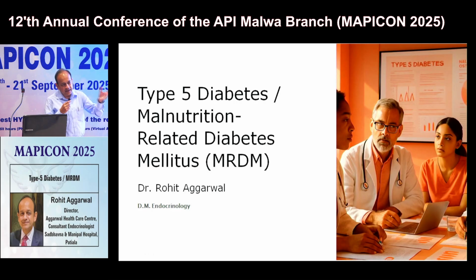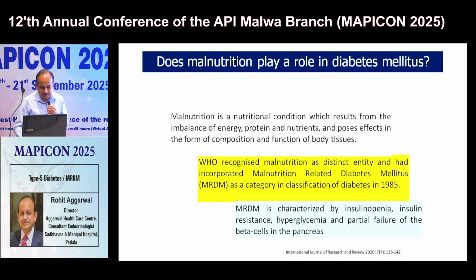But because of the lack of scientific basis or the lack of investigations, they weren't able to label it, and they labeled it as a specific diabetes. If someone recalls MBBS, it was called J type of diabetes. So J type of diabetes was nothing but MRDM, which was initially labeled in 1965. So does malnutrition play a role in diabetes mellitus?